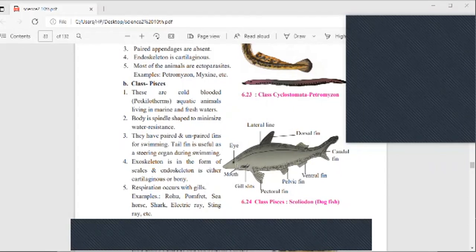The operculum is over the gill slits. It is very interesting to know the respiration of this animal. Entry of water takes place by opening of the mouth, and the covering on the gill slits opens. What is that called? Operculum. Covering on the gill slits.